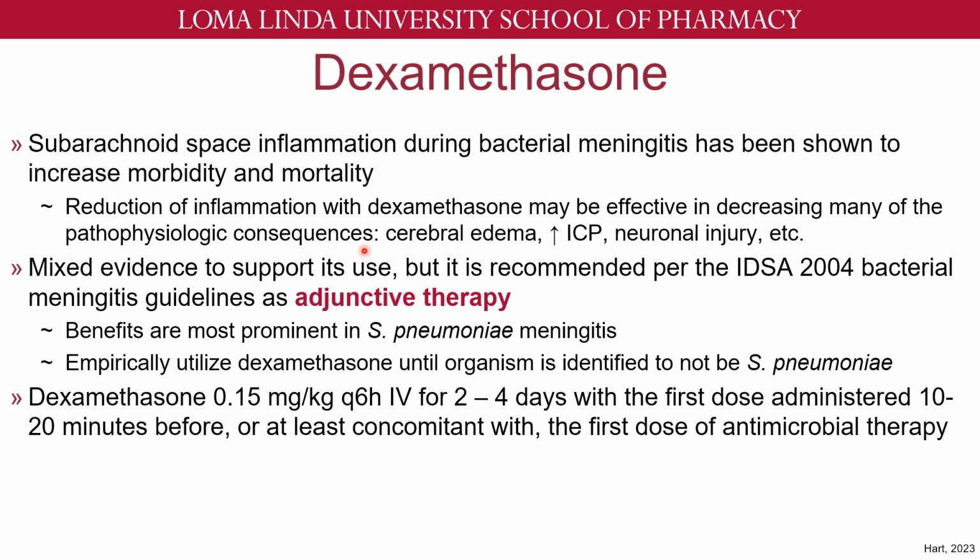And so overall, dexamethasone has very mixed evidence to support its use, but it is recommended per the IDSA 2004 bacterial meningitis guidelines as adjunctive therapy. So you will actually use dexamethasone with your empiric antibiotics. Study has shown that this benefit is most prominent when you're specifically treating Streptococcus pneumoniae meningitis, and since this is the most common organism in community bacterial meningitis, we will empirically utilize dexamethasone until the organism is identified to not be strep pneumo.